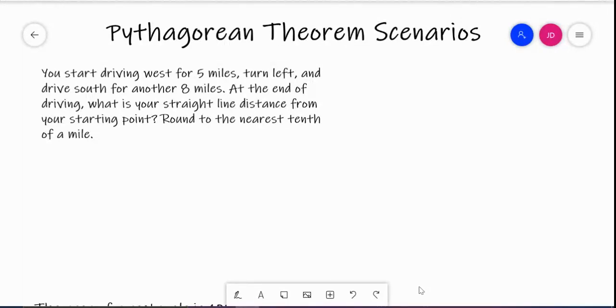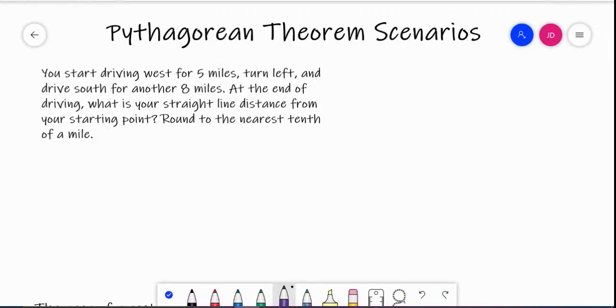All right, so in our first one, it says you start driving west for 5 miles, turn left, and drive south for another 8 miles. At the end of the driving, what is your straight line distance from your starting point? Round to the nearest tenth of a mile.